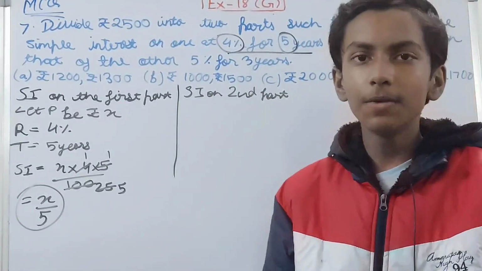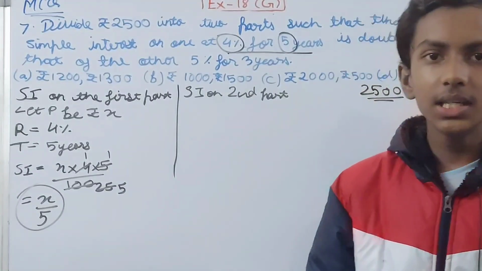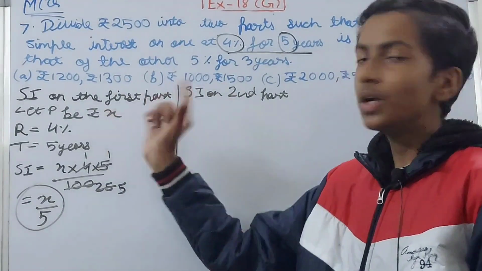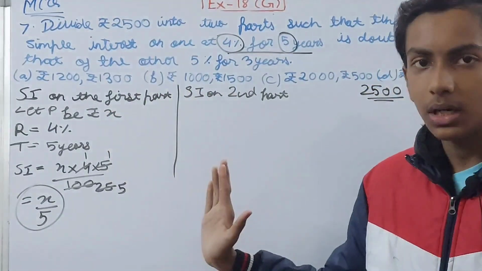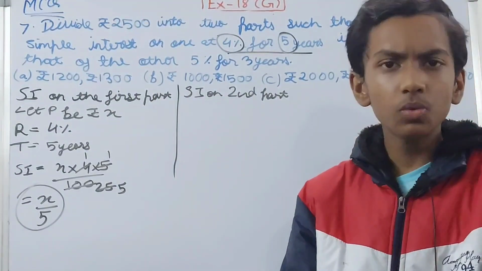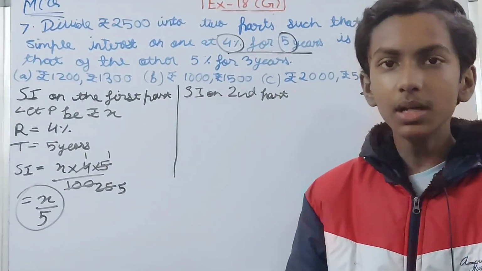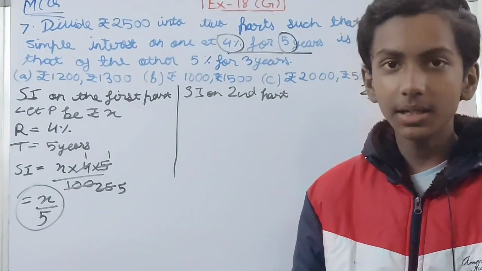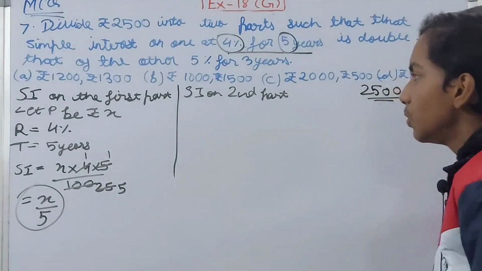So this is where you will make a mistake. Let's say our X is 1000. So the second part will be what? 2500 minus 1000. That is, the principal is the total sum minus X, right? So that is what we'll do here as well.